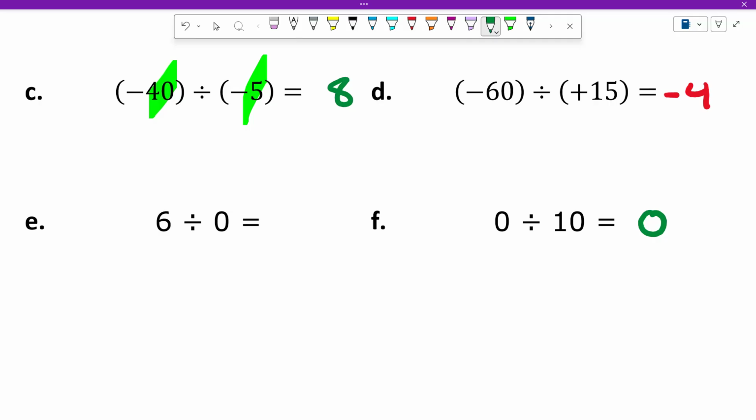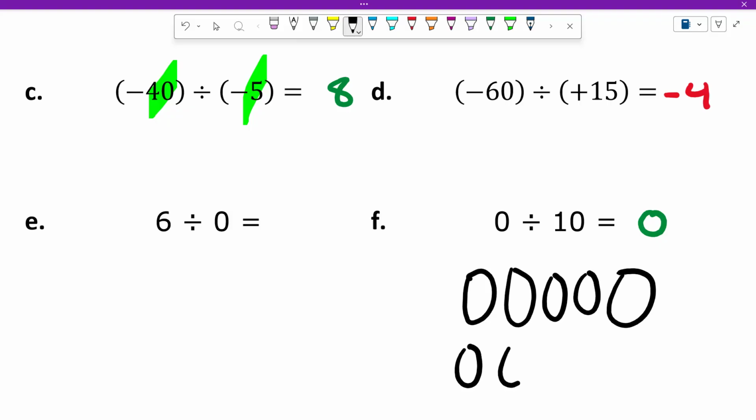So let's go into what this means. Let's do F first. We have 0 things put into 10 groups. 3, 4, 5, 6, 7, 8, 9, 10. Those are my 10 groups. How much is inside each group?